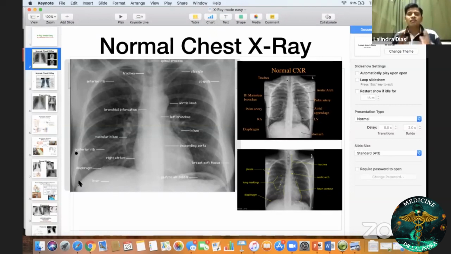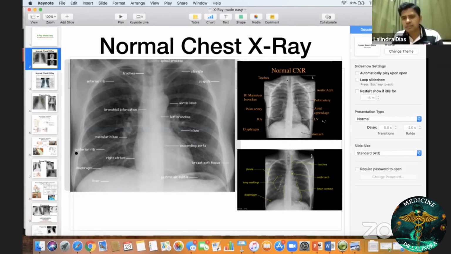So you have to look at the lung fields, you have to look at the mediastinum, you have to look at the ribs, you have to see the clavicles, scapula, and also the soft tissue shadows, as well as the diaphragm and the structures below the diaphragm. These are the things that we are going to interpret in the chest X-ray. So here you can see this is another picture of a normal chest X-ray. This is also another normal chest X-ray.